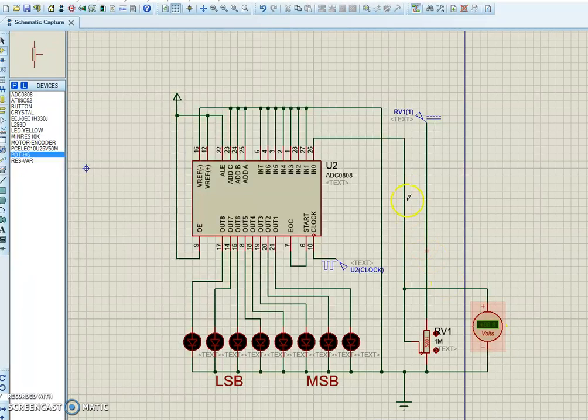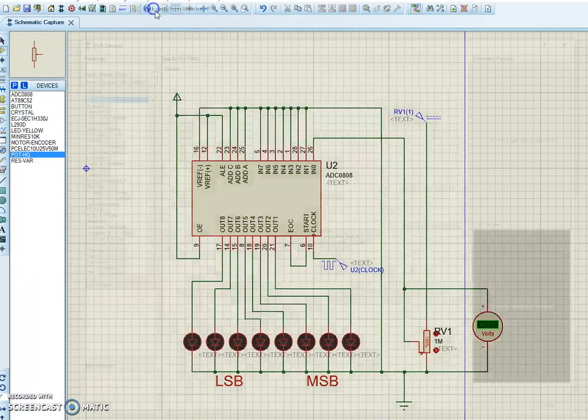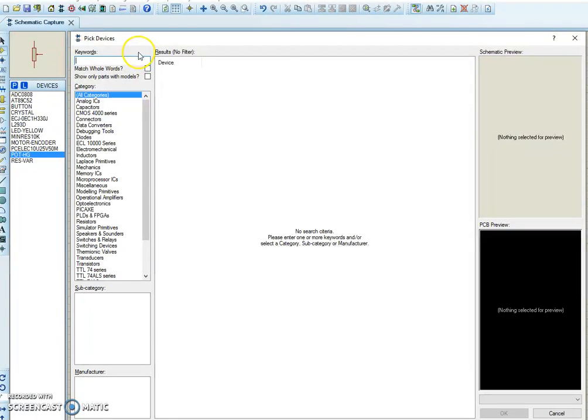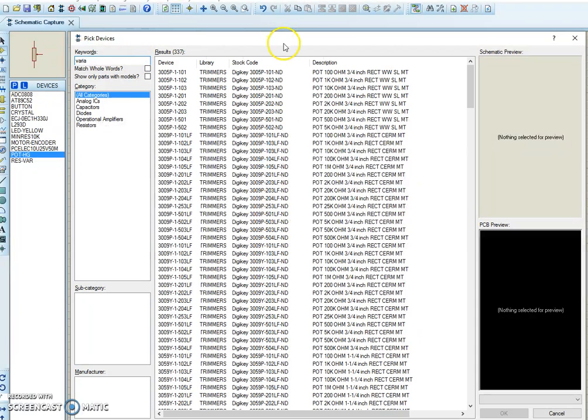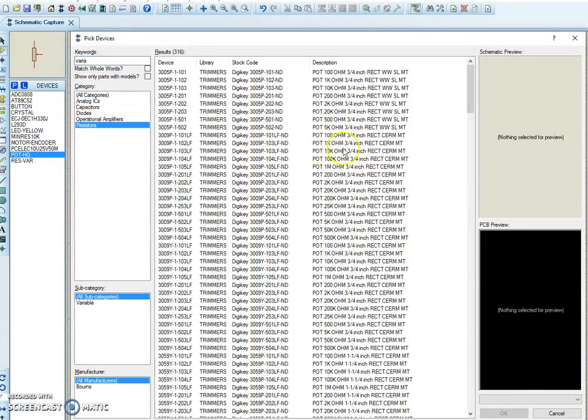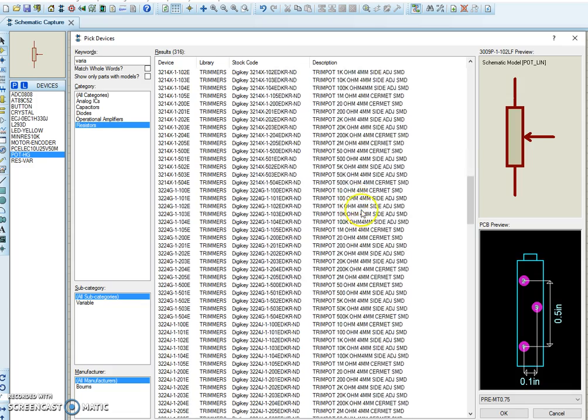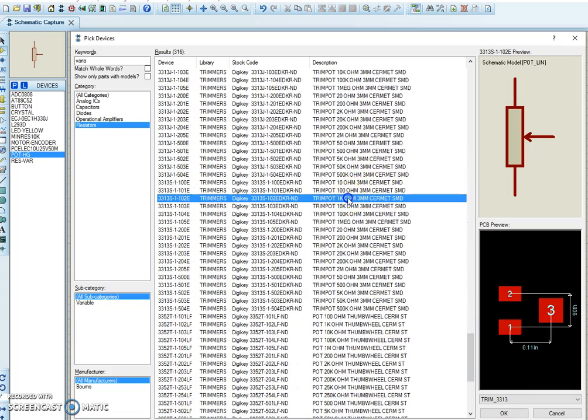So input 0 here, to demonstrate the ADC, I'm connecting it to a variable resistor. To use the variable resistor, go to library and type variable resistor. You will get all the selections, but unfortunately all of these are non-adjustable variable resistors. That means they cannot be used in a simulation.